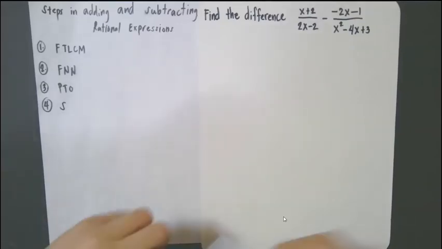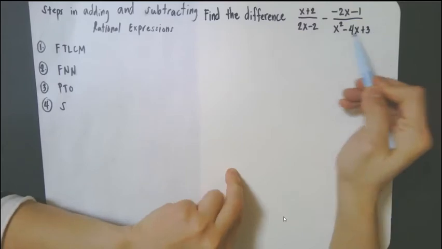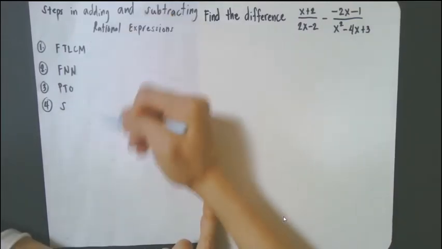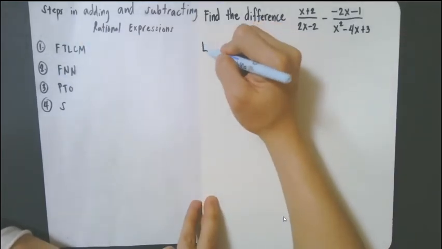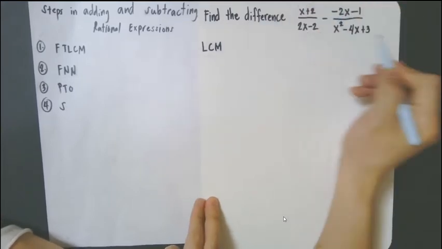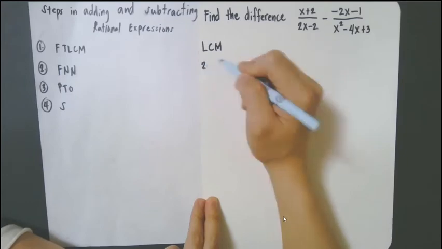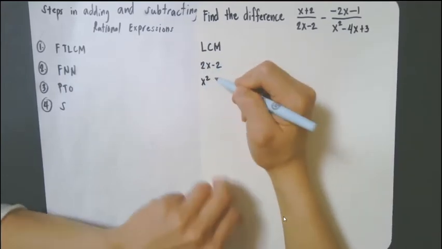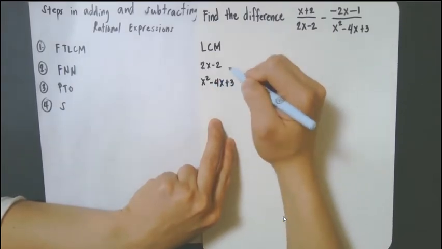Okay, now this time let's find the difference of these two rational expressions here. So same thing, we will be applying these simple steps here. Step one will be find the LCM. So we want to find the LCM of the denominators since we have different denominators. So we will write 2x minus 2, x squared minus 4x plus 3.